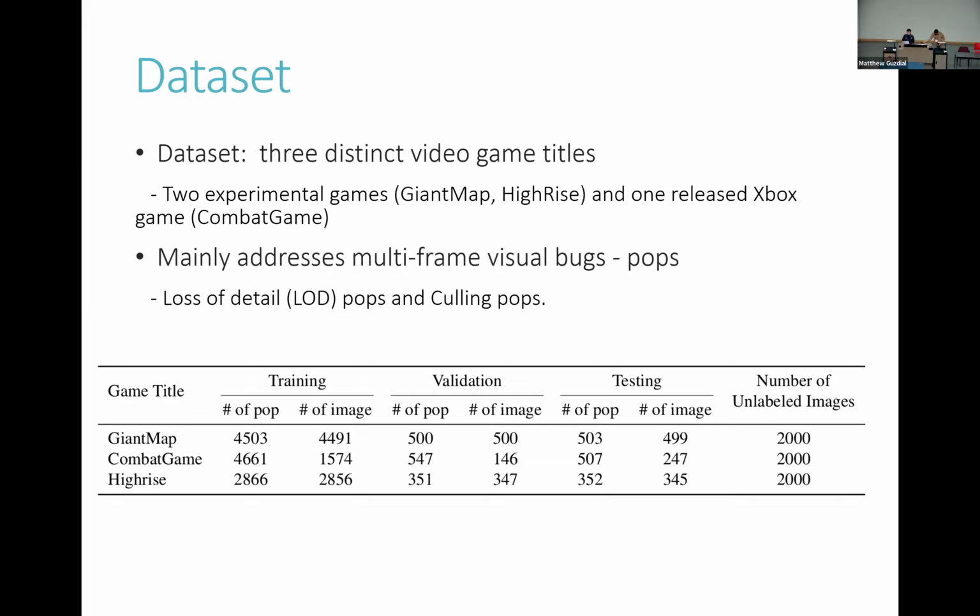And in this study, we mainly address the multi-frame game bugs. Mainly it is pop bugs, and it includes a lot of pop bugs such as texture pop and culling pop. I will give an example in the next slide about the pop bug and culling pop. And this table will show the number of labeled images and unlabeled images we used in this study from different game titles.